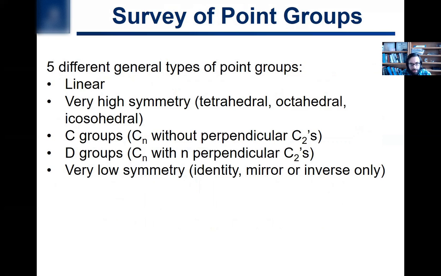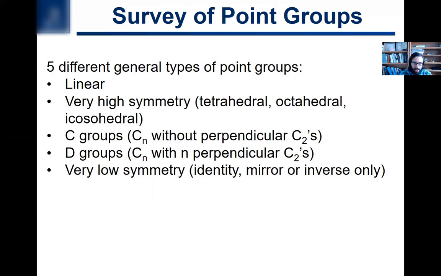Okay. There are 5 different general types of point groups. There are the linear point groups, which have infinite symmetry operations, as we'll see. There are other ones that are of very high symmetry. We tend to group those together because they're not super common, or if they are, they're pretty easy to identify. Those are tetrahedral, octahedral, and icosahedral.